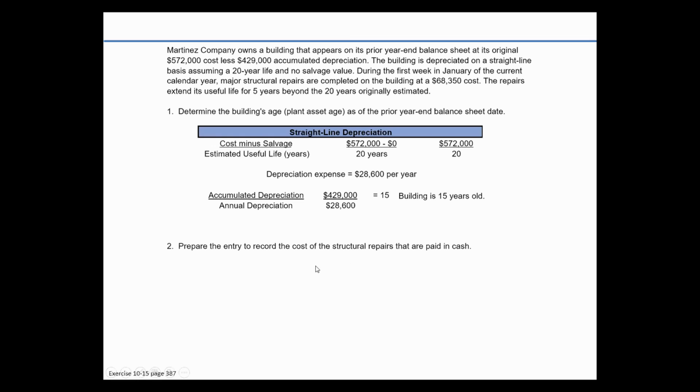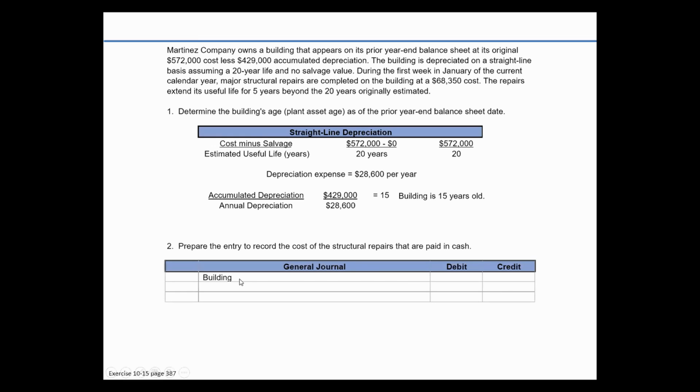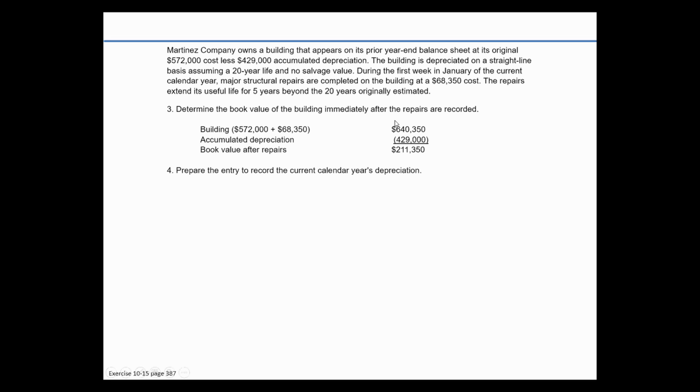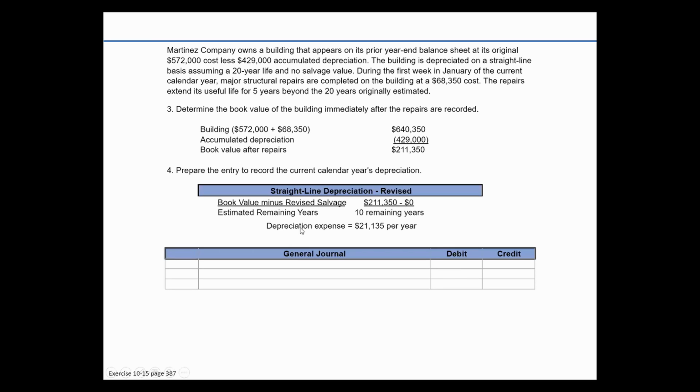And so then we'll go ahead and prepare the journal entry. So we have building, debit 68,350, cash, 68,350. And then we'll determine the book value of the building immediately after the repairs are recorded. So we're going to take the building, which was 640,350, and then minus the accumulated depreciation, and the book value after repairs was 211,350. And then we'll record the journal entry for the current year's depreciation.